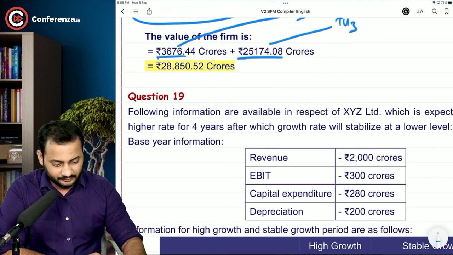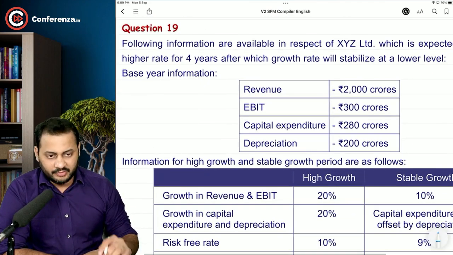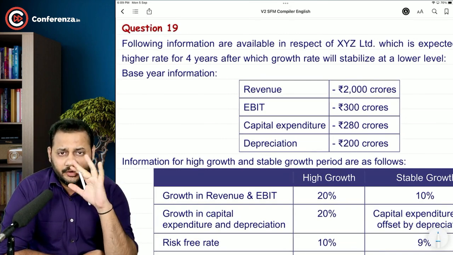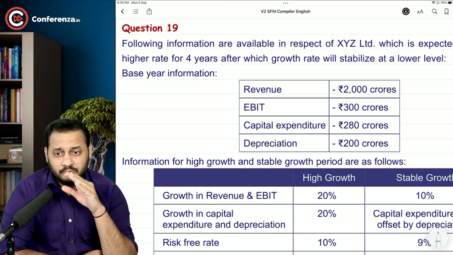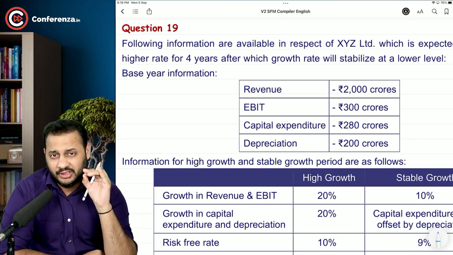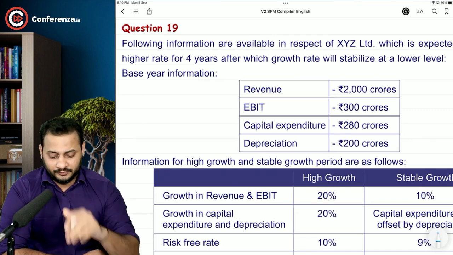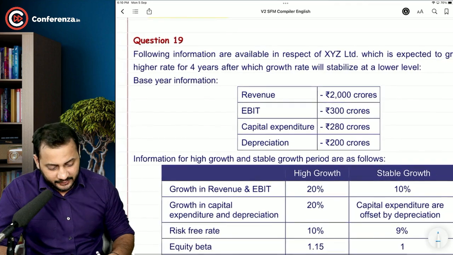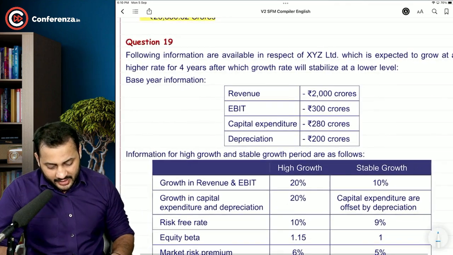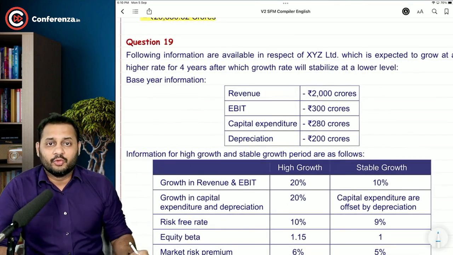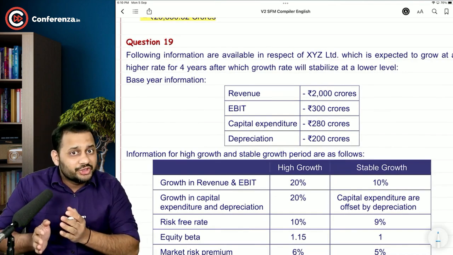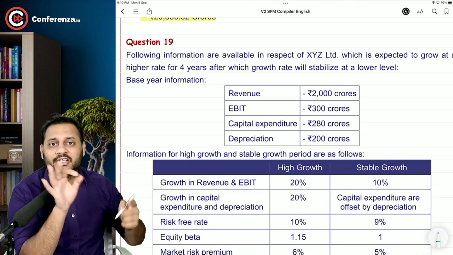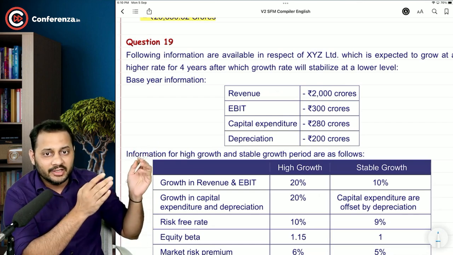Let's have a look. Okay, coming over to question number 19. It's pretty much same as the previous question, but there is something new to learn. Following information are available in respect of XYZ Limited, which is expected to grow at a higher rate for 4 years, after which the growth rate will stabilize. In the previous question, it was 3 years and then the growth rate was stabilizing. In this question, it is 4 years and then the growth rate is stabilizing.